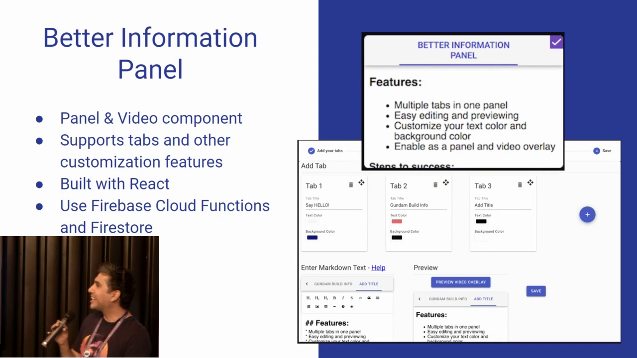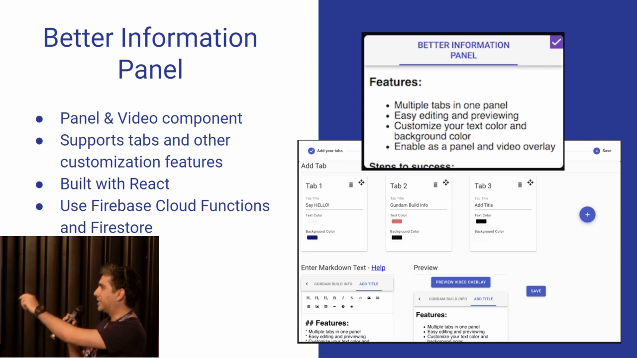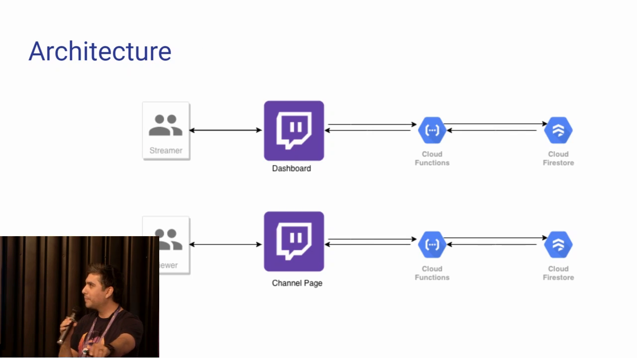All right, so the second extension I built is the Better Information panel. It's a panel and video component. It supports tabs, so it's basically like the panels below the stream, but on steroids, where it supports tabs. It has markdown preview and changing colors and tab titles and stuff like that. It's built with React, uses Firebase, Cloud Functions, and Firestore.